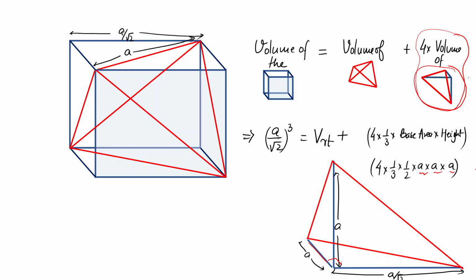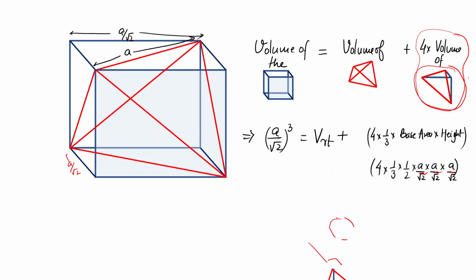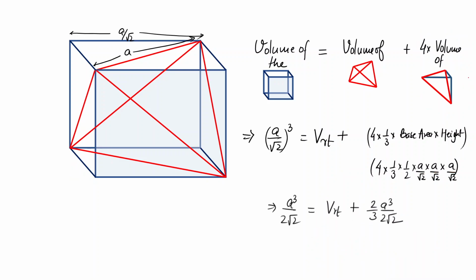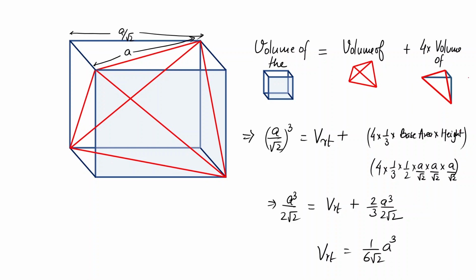And this length is A by root 2. So this I also missed when I was making this presentation. That's why you see these root 2s coming later on. Okay, so these are not A. All of these lengths are A by root 2, because they are edge length of the cube. Okay, and then we just have to sum it up, arrange it, and you will get the same expression.